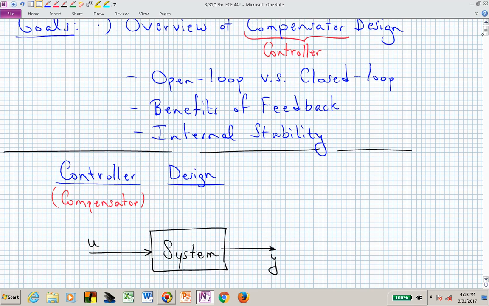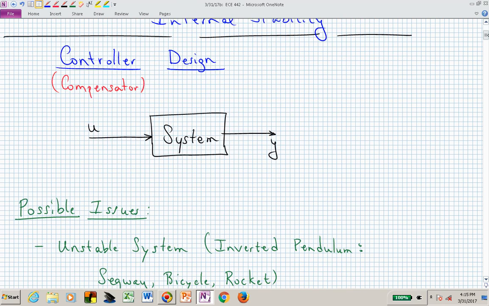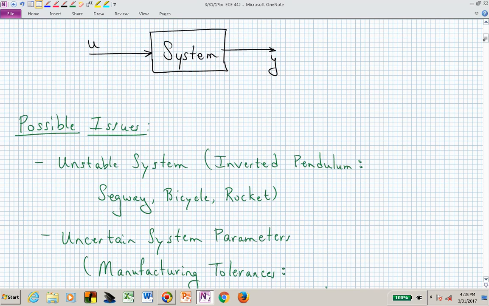Let's now talk about controller design, or I may refer to that as a compensator design, and it's all going to be centered around this understanding of a block diagram where we have our system that has an input U and an output Y. And why might we want to introduce a controller? Our system itself might be naturally unstable.